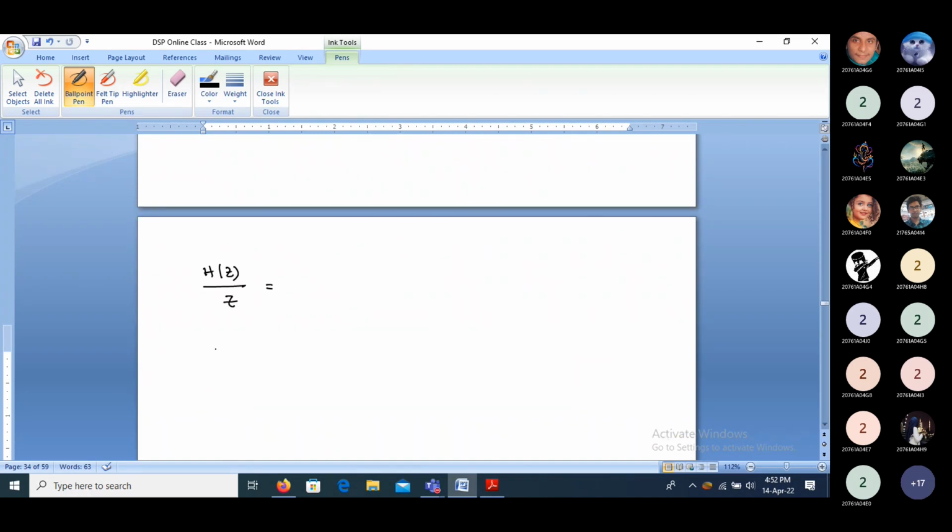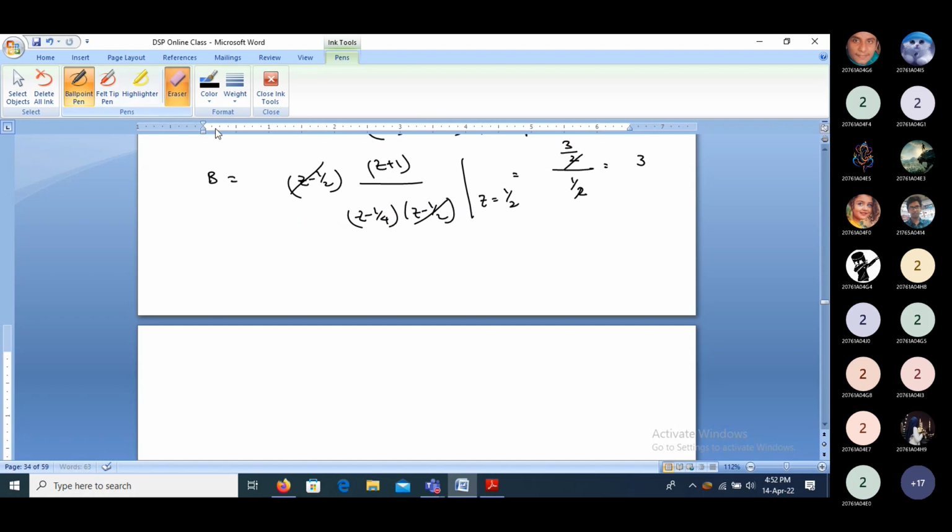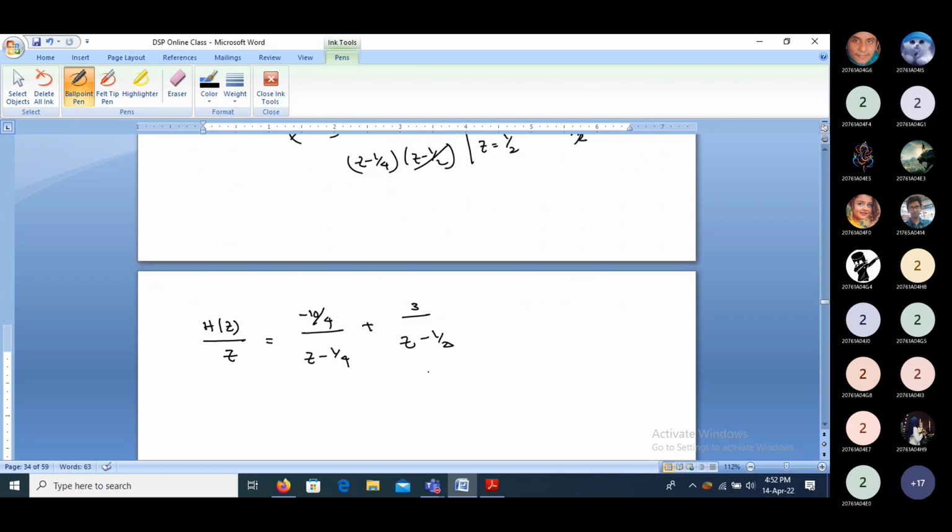Minus 10 by 4. So that is minus 10 by 4 into z minus 1 by 4, plus 2 by, sorry, z minus 1 by 2. 2 or 3? 3. So which is equal to 3 by. So again h of z is equal to, now we can apply the inverse transformation. Minus 10 by 4 into z by z minus 1 by 4, plus 3 into z by z minus 1 by 2.